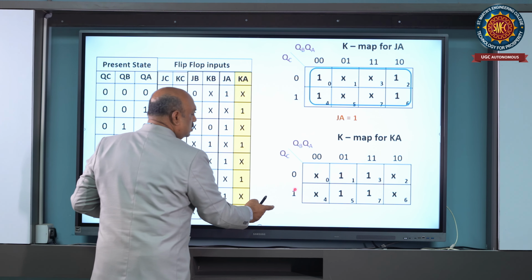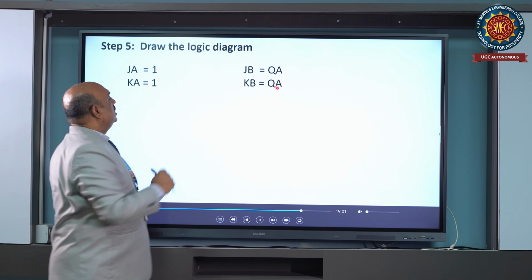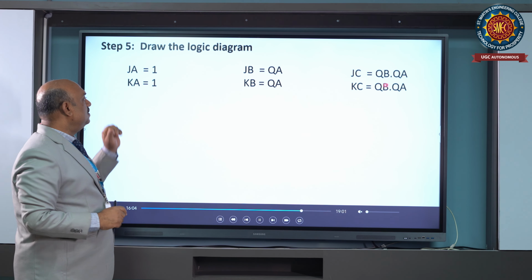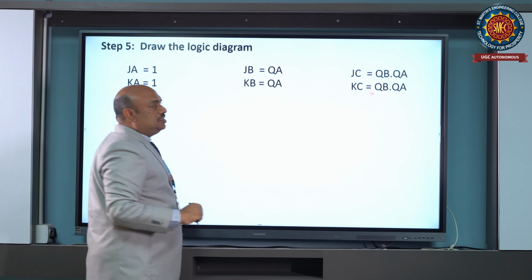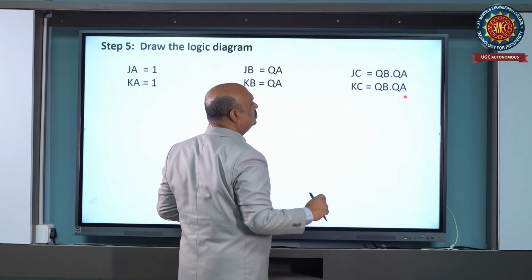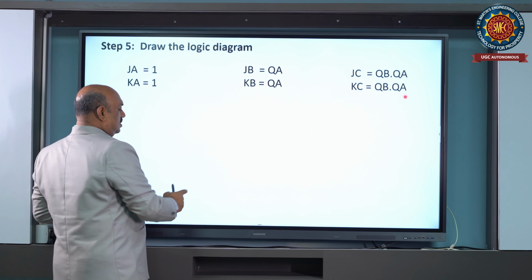Finally, we keep all the equations in one place: JA equal to 1, KA equal to 1, JB equal to QA, KB equal to QA, JC equal to QB QA, KC equal to QB QA. All the equations are kept in one place.